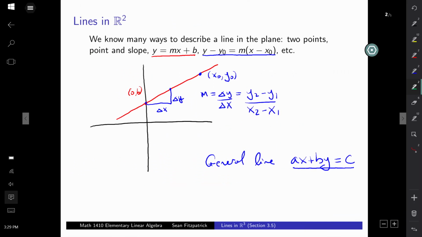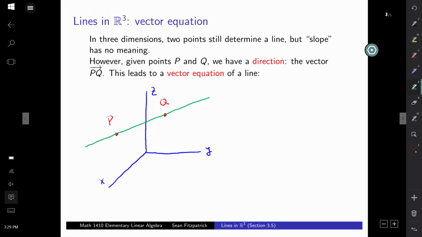And of course, this is true in 2 dimensions as well. If I have a point x1, y1, and a point x2, y2, I can use those 2 points to reconstruct the slope, and once I have the slope, I can use either one of those 2 points to get the equation of the line. So this idea that 2 points determine a line remains valid if you go up a dimension. But how am I going to write down the equation of that line?